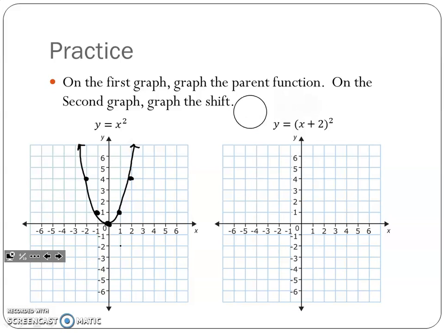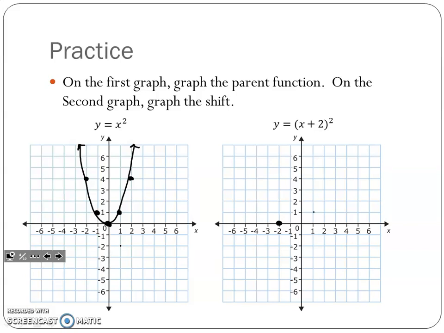Now, what I'm going to expect from you guys is to look at that and see it's in parentheses. Okay, in parentheses is horizontal. And then you're going to think in your head, oh yeah, when I do the horizontal, I do the opposite. So even though plus 2 makes me think I should move to the right 2, I actually move everything to the left 2. So my point (0, 0) moved to the left 2.